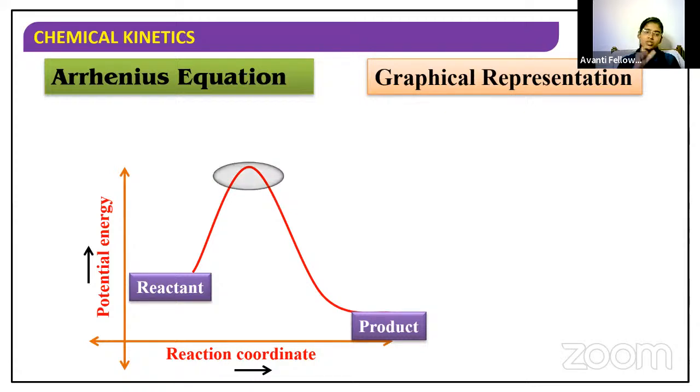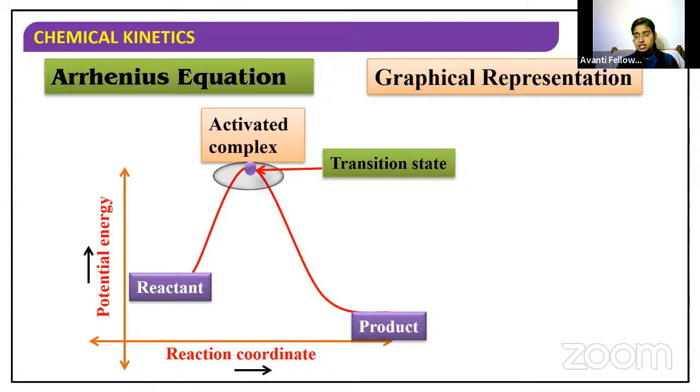At the topmost peak point for this particular reaction, the activated complex will be present. At that particular point, the reactant molecules have got activated. That point is called the transition state. So the distance between the transition state and the reactant is called the activation energy.